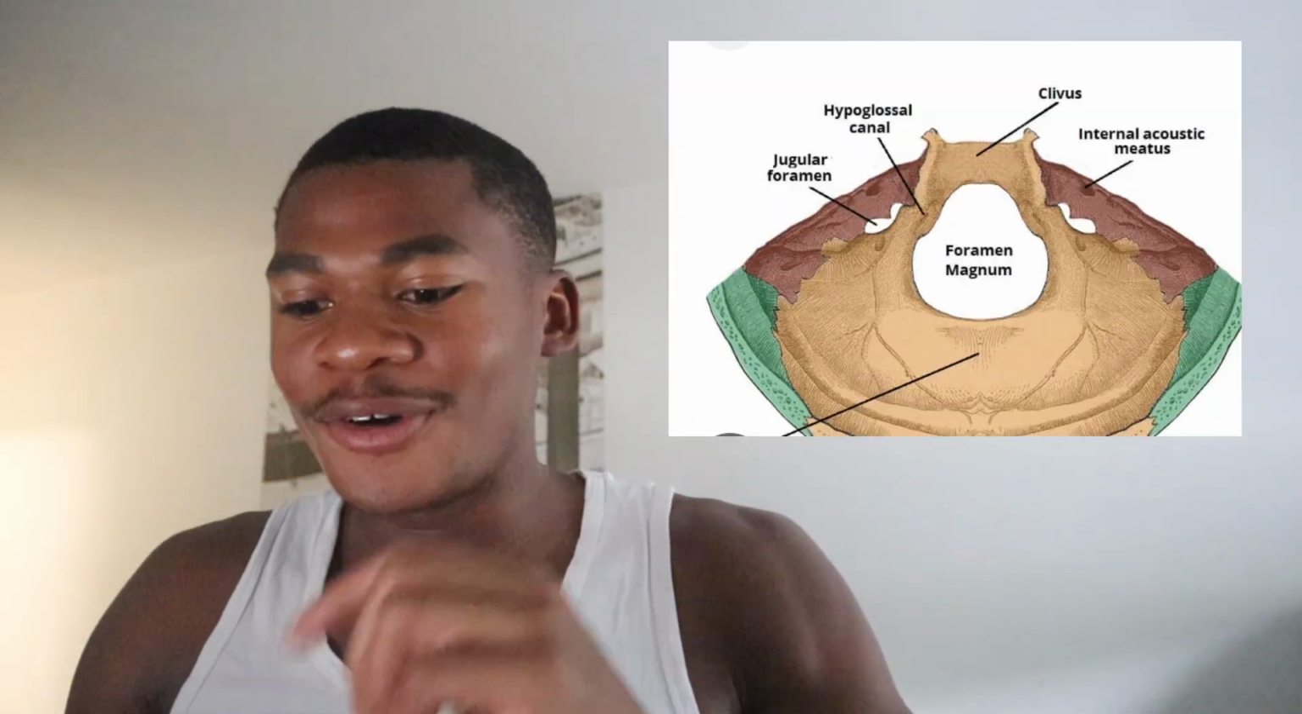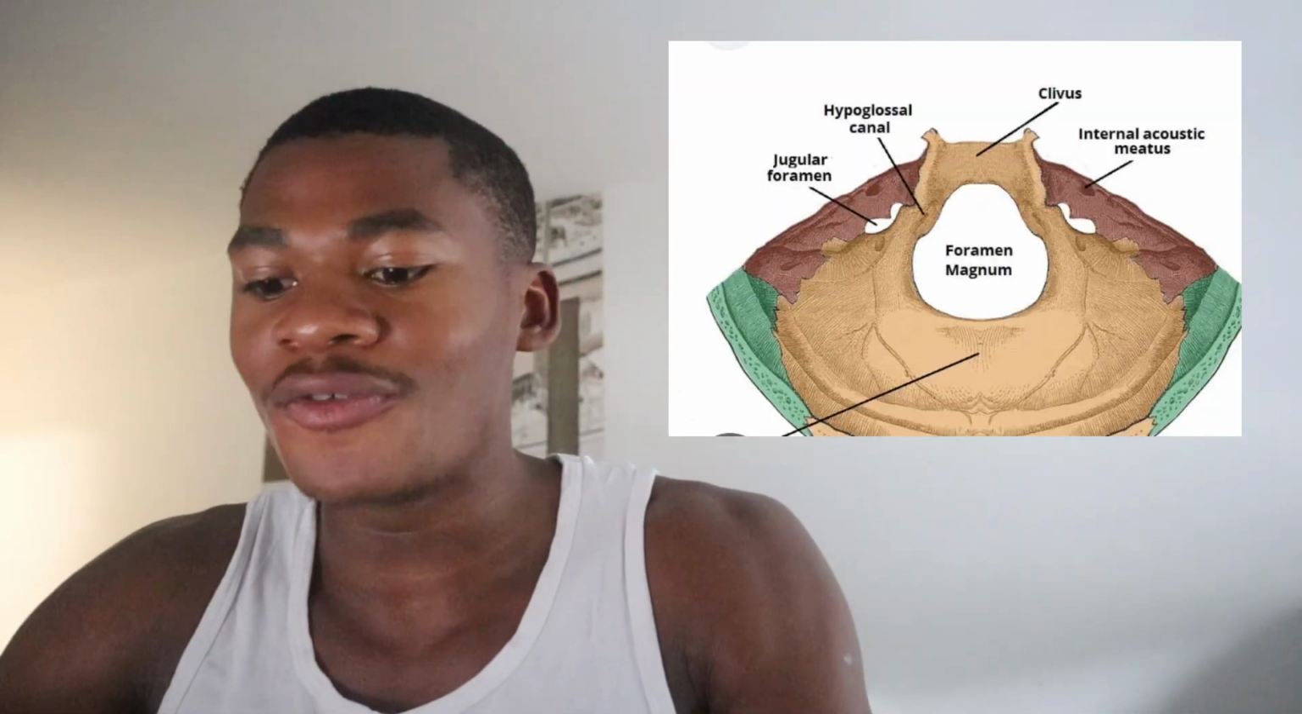Okay, I digress. Last key structure is your jugular fossa, and that's a depression that forms part of the jugular foramen, and that's going to allow passage.